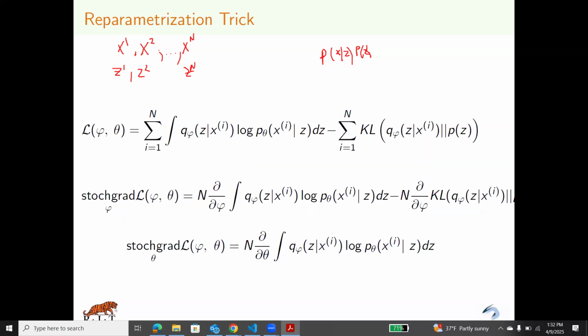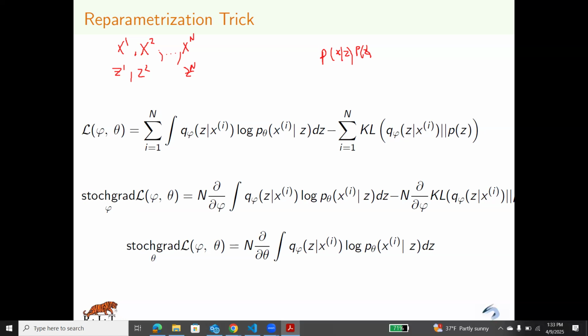Okay, so our evidence lower bound looks as follows, but now instead of just q, I will use q with subscript phi that corresponds to our encoder weights. And this generator has parameters theta, and KL divergence.